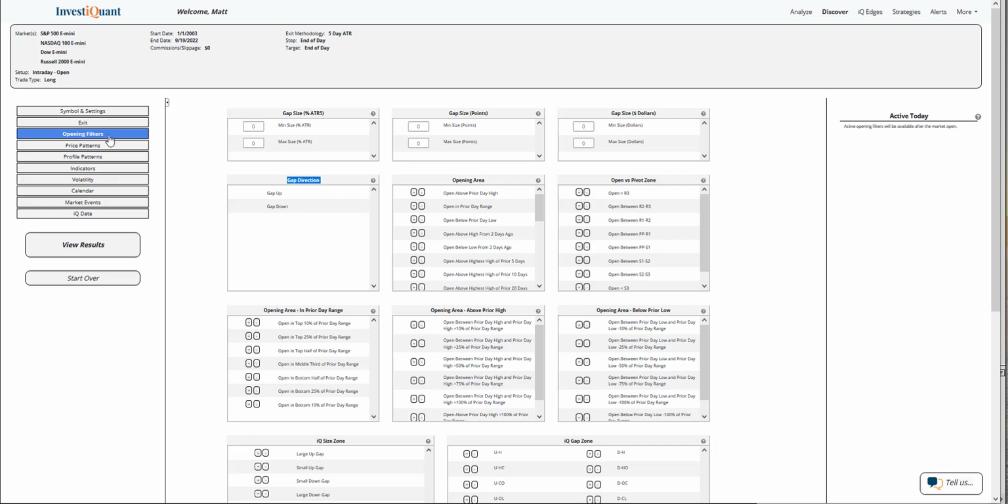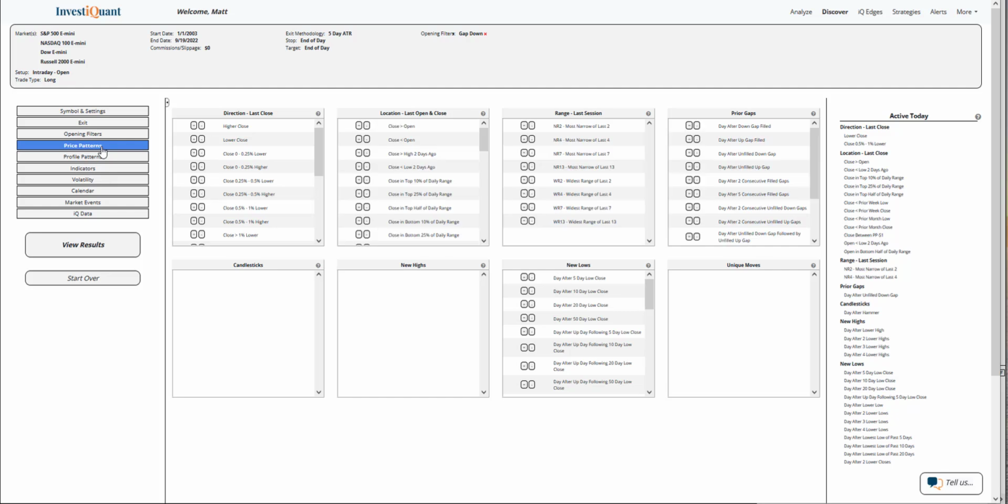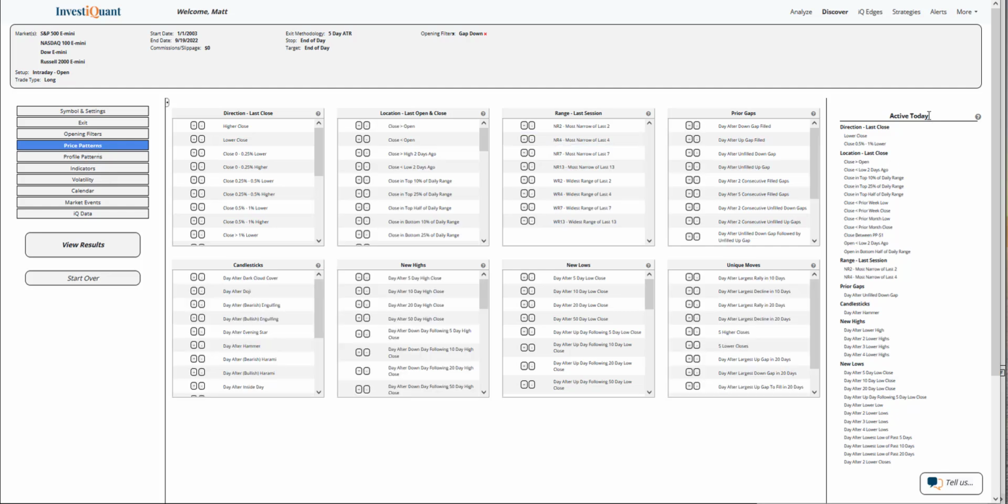Now, currently, we are trading lower in the overnight session. So from the opening filters library, I'm going to click on gap down. The next thing I'm going to do is go to the price patterns library, and I'm going to go to the active today, which is telling you what is true for today's session, what happened on the prior session that's going to be applicable for today. And I'm going to go to the new lows section. I'm going to click this day after a 5-day low. Since it's a Monday, that's going to mean that the prior session closed at the low of the week.